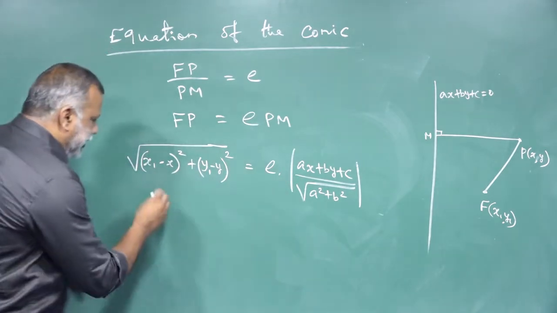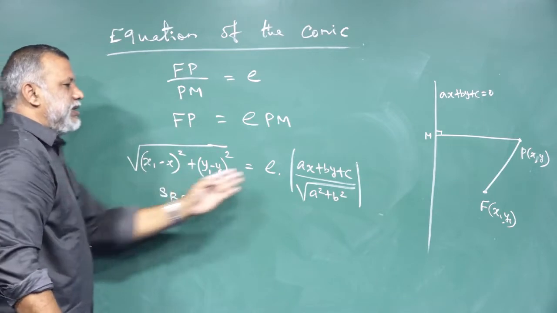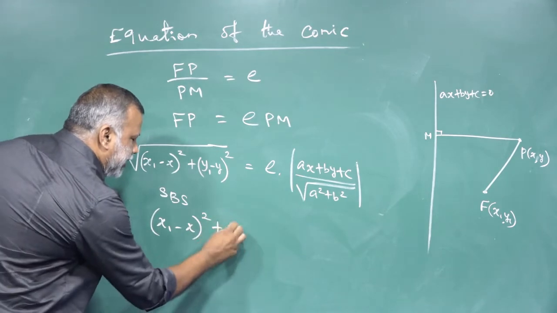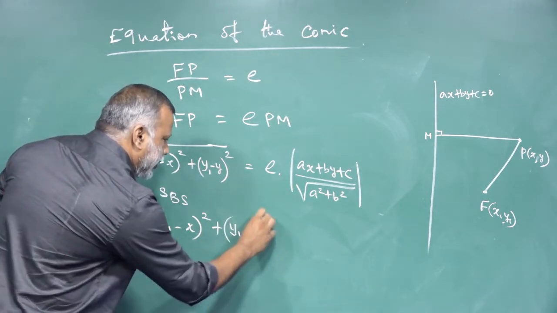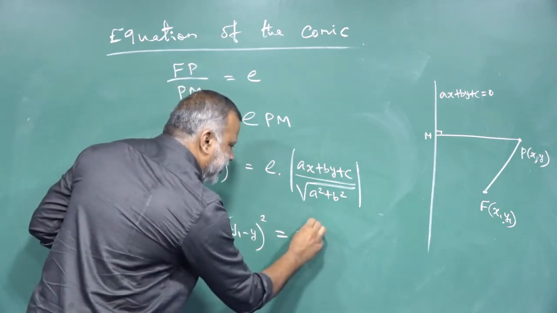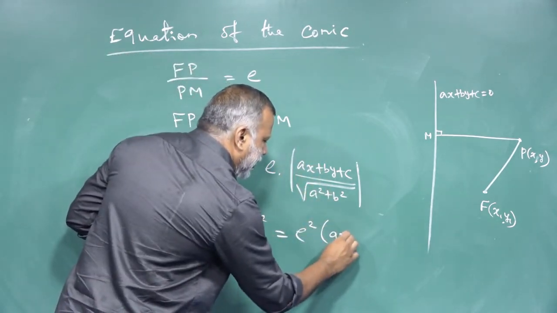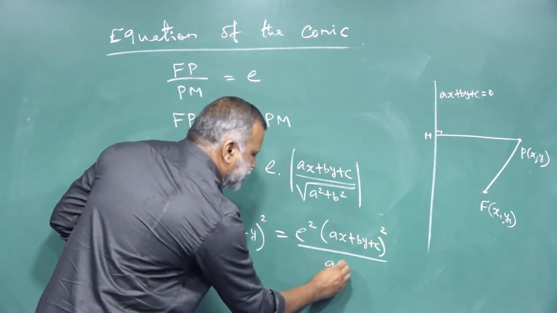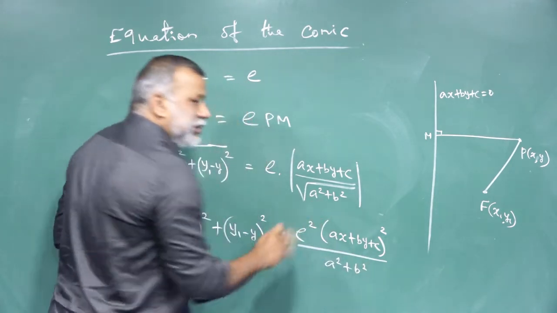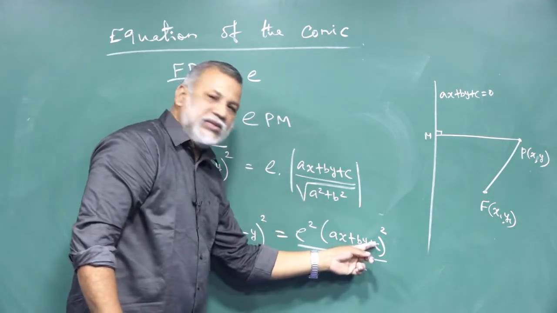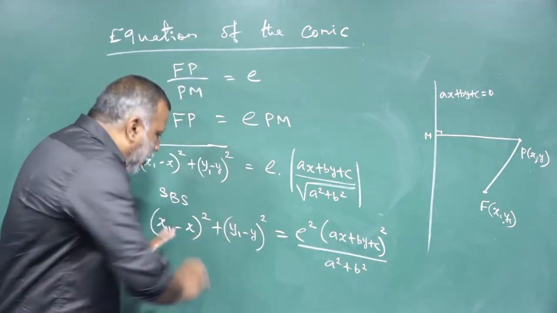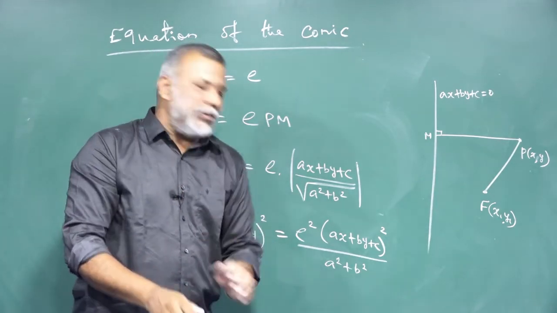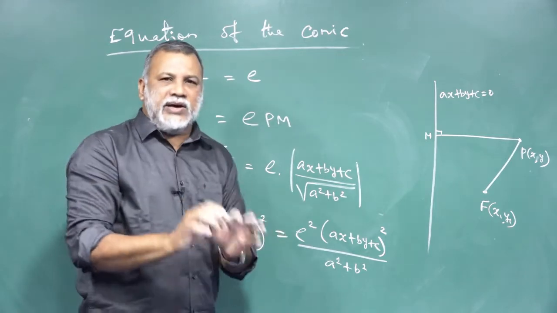By avoiding the root, I can square this. Now I can write (x1 − x)² + (y1 − y)² equal to, when we square, e² times (ax + by + c)² divided by (a² + b²). Here the root must be removed. Here also e². On simplifying this equation, we are going to work out some problems. Theoretically we are explaining this.